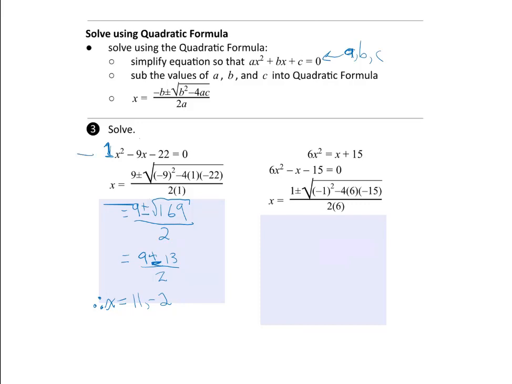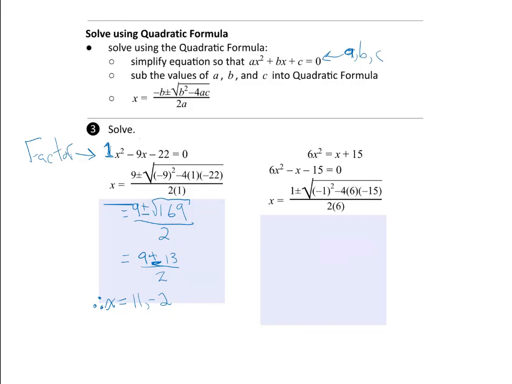Notice in this case, we could have actually just used our factoring method. We could have just factored. Just because it's very simple and straightforward, it would have worked out very nice. However, quadratic formula will work for even the equations that can factor nicely.